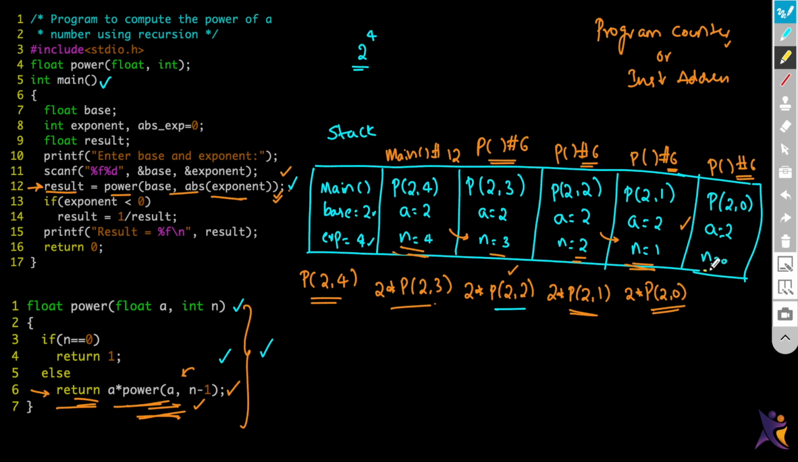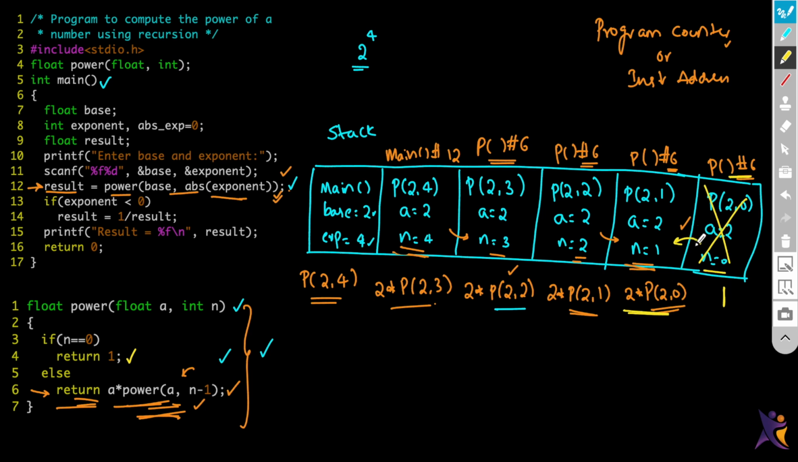Here if you observe n equal to 0, so the power function simply returns 1 when n is equal to 0. So this function returns 1 to the calling function, right? It returns 1 and then it will be popped out of the stack, right? All the variables and all the instructions in this activation record will be lost, and the control goes back to line number 6 of the calling function, right? Here line number 6 is 2 into P of 2 comma 0.